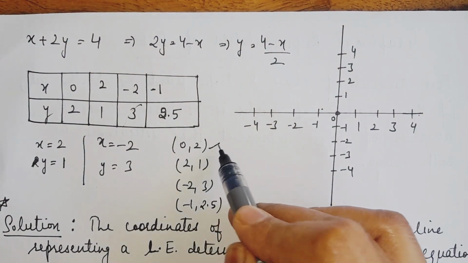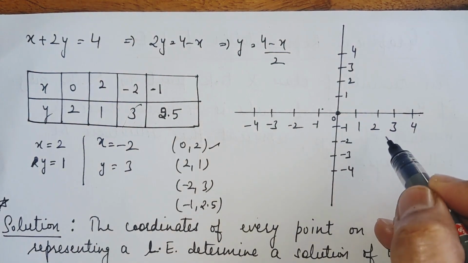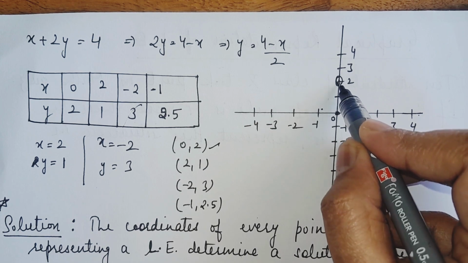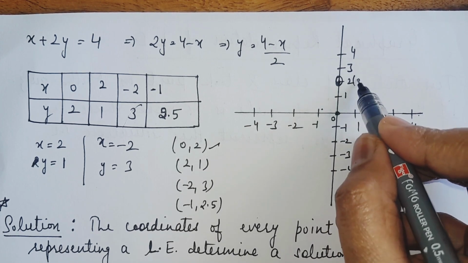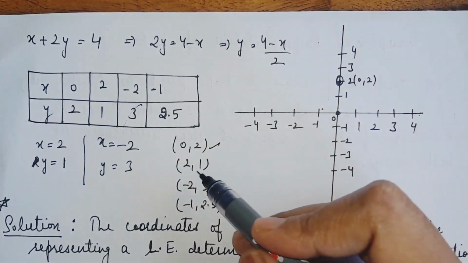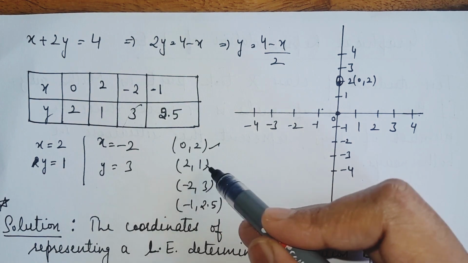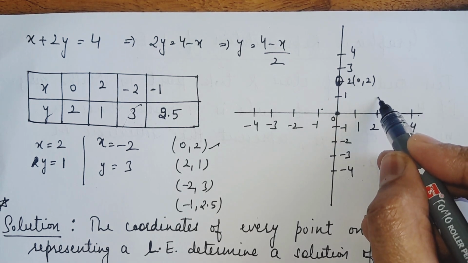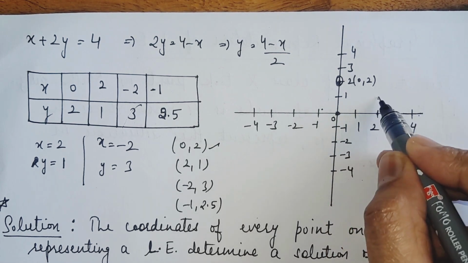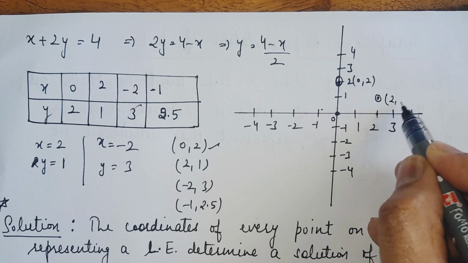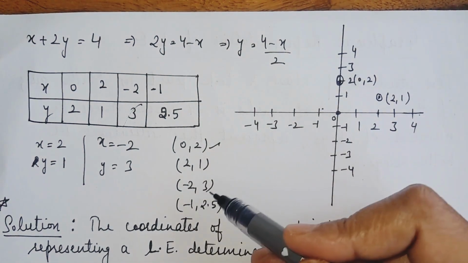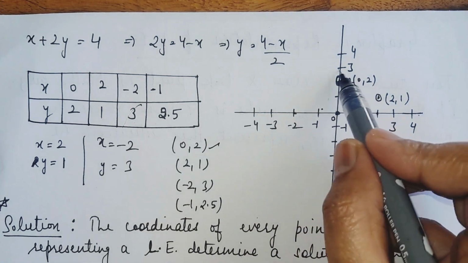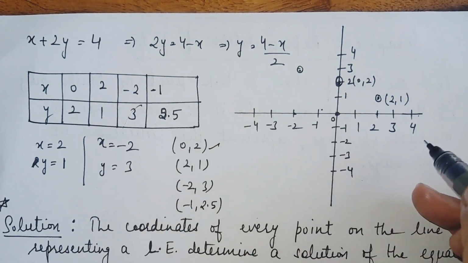So if we take x 0, y 2, that means the coordinate of x is 0 and the coordinate of y is 2. That means we will have this point. On the y-axis, x is always 0. So this is the point (0, 2). Now (2, 1): the coordinate of x is 2 and the coordinate of y is 1. So in the direction of 2 on x, and from here in front of 1. So this will be your point (2, 1). Similarly, x equals minus 2, this is minus 2 on the x-axis, and y is 3. So this will be the point in front of that.